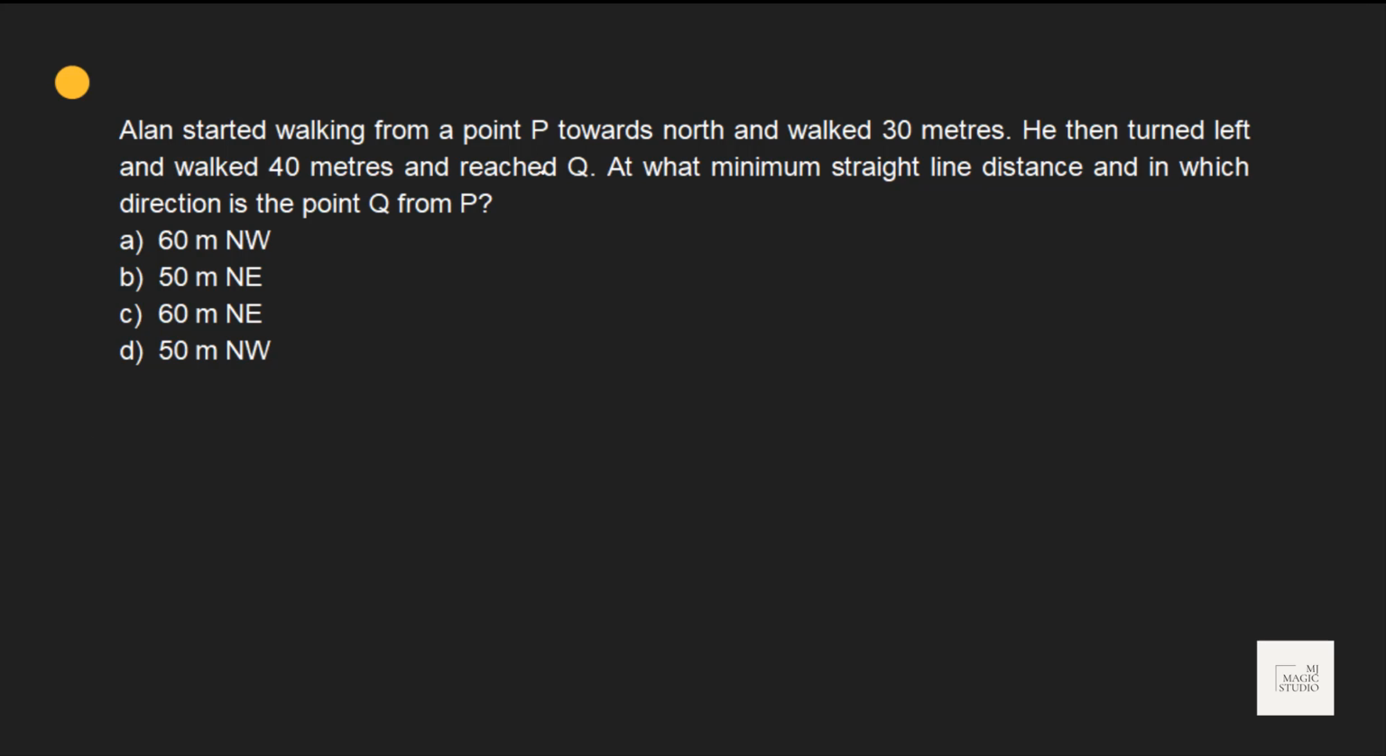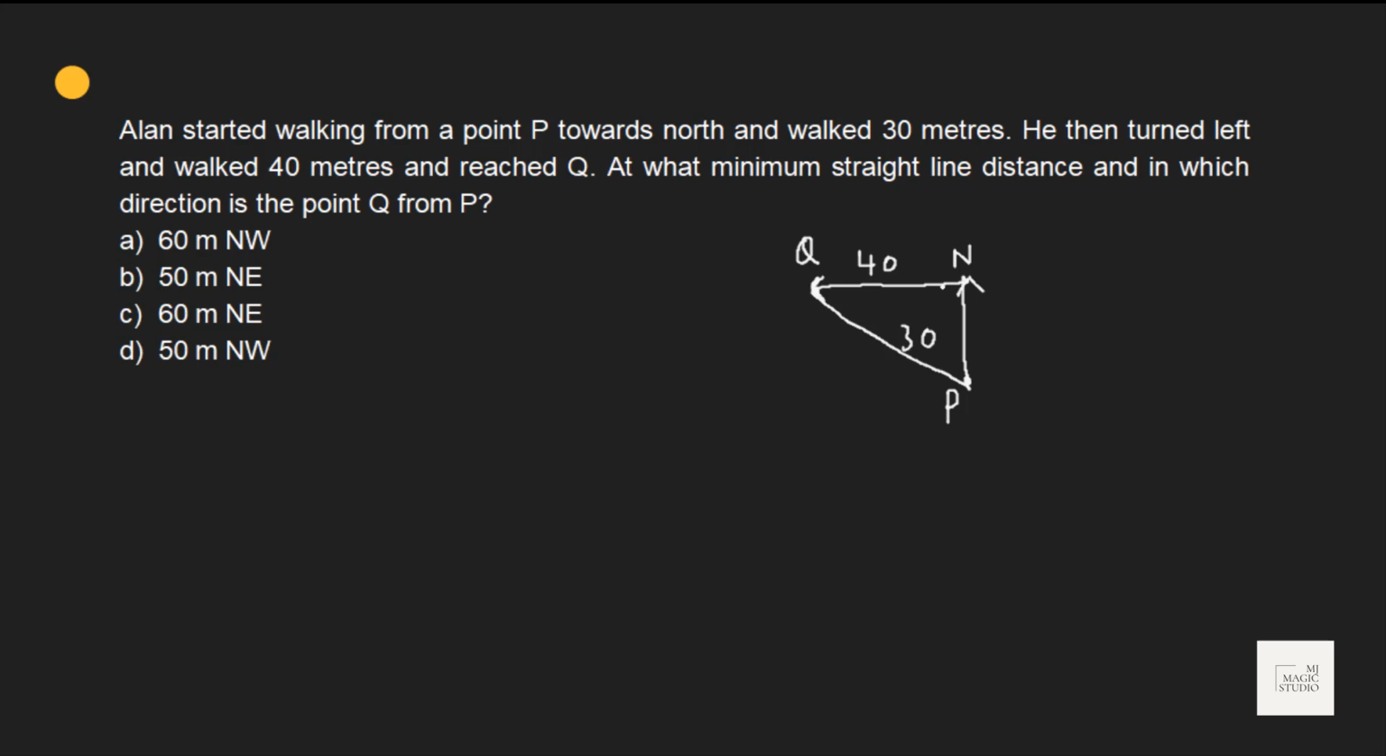Alan started walking from a point P towards north and walked 30 meters. He reached this point. He then turned left and walked 40 meters. Left means left when we are heading towards north. And reached point Q. At what minimum straight line distance and in which direction is the point Q from P? Minimum distance between P and Q.